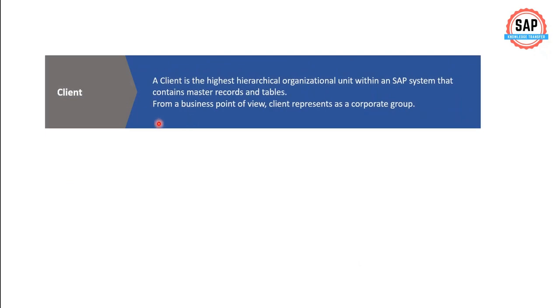So client, what is a client? A client is the highest hierarchical organization unit in the SAP system that contains master records and tables. From the business point of view, a client represents a corporate group. For example, we take the Tata group. Tata group is a very big group in the world. So the corporate group is called a client. This is the highest organization unit in the SAP system. A client is always a 3-digit numerical key in the SAP system.